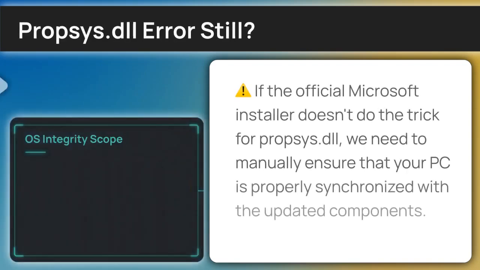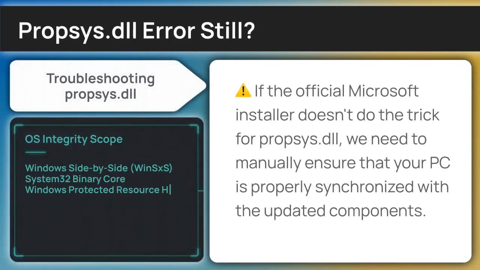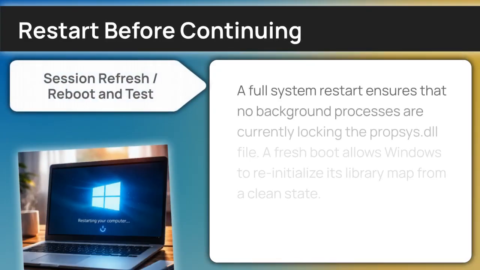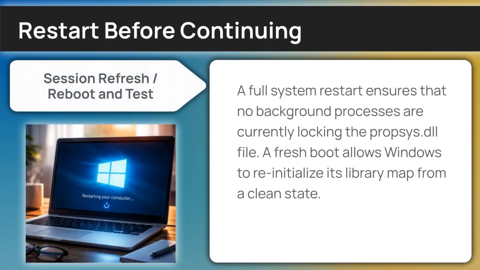When a standard reinstall doesn't cut it, we move to advanced diagnostic steps to ensure the system is properly configured. A full system restart clears the temporary memory cache and allows Windows to attempt a fresh initialization of all required libraries, including Property System Library.